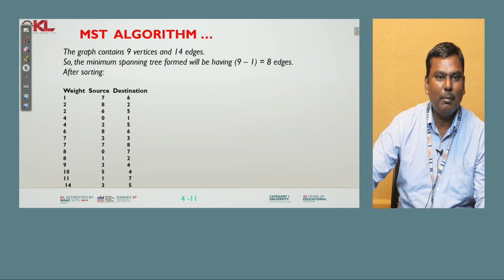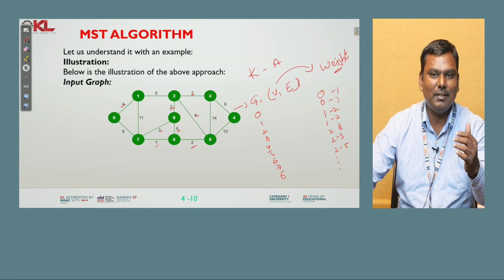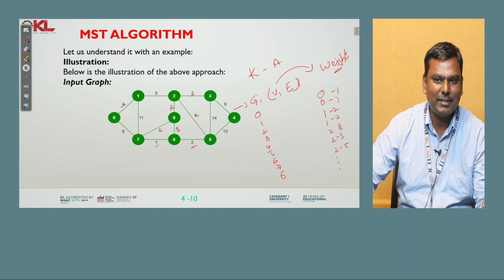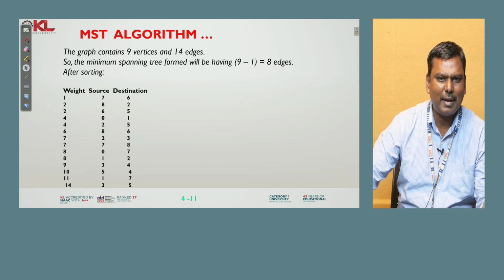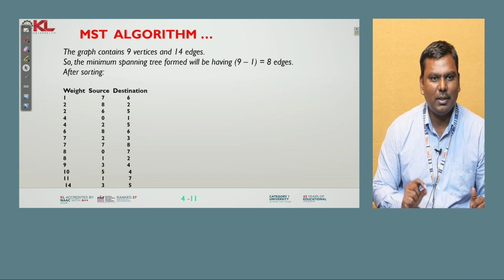The total number of vertices. How many vertices are there? 9 vertices, and total edges are 14. So here you can check it. I write down here: 0, 1, 2, 3, 4, 7, 6, 8. So these are the vertices and these are the edges: 0 to 1, 0 to 7, 1 to 7, 1 to 2, 1 to 7. These are the edges. So this graph has 9 vertices and 14 edges.